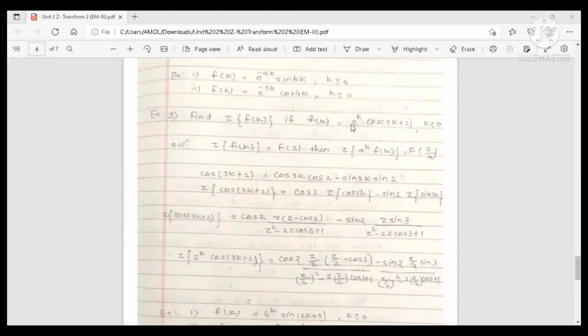Now we want the Z transform of 2 raised to k into cos of 3k plus 2. So use the change of scale property here. In place of a, the value here is 2. That property is: the Z transform of a raised to k into f of k is nothing but F of z upon a. Now this is your F of z term here.